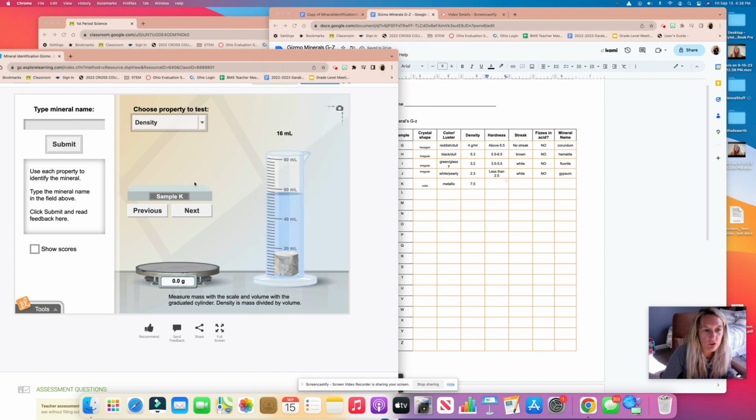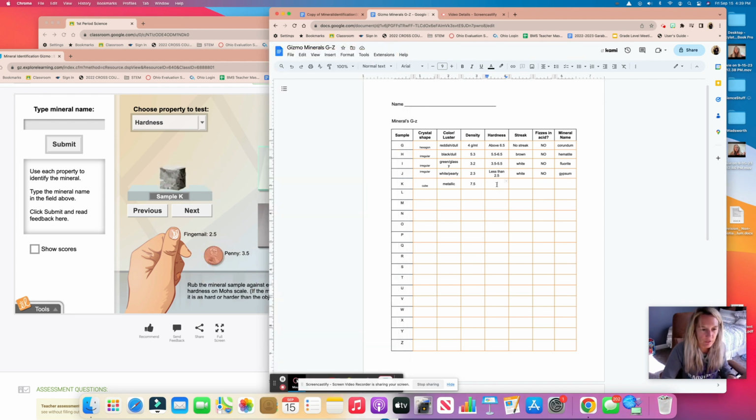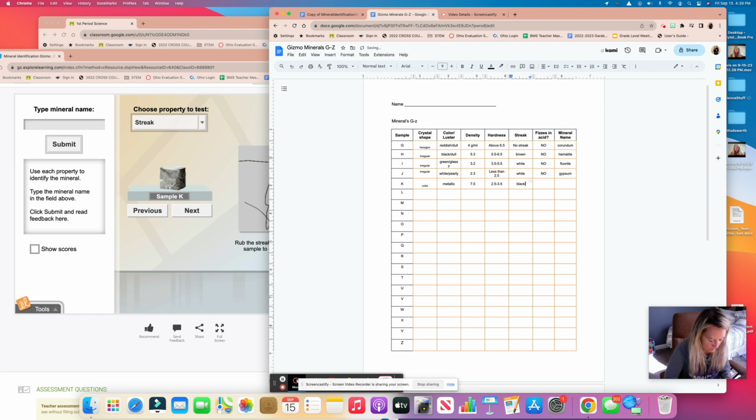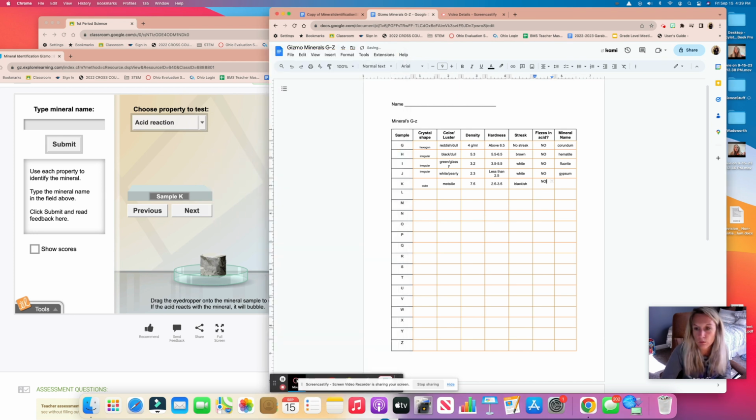All right, the hardness. Let's go with hardness. Definitely scratches a fingernail, but it actually does not scratch a penny. So its hardness has to be between 2.5 and 3.5. Let's try the streak. Streak's black, blackish, dark brown. Put blackish. All right, does it fizz with the acid? No, it does not. I see no bubbles.